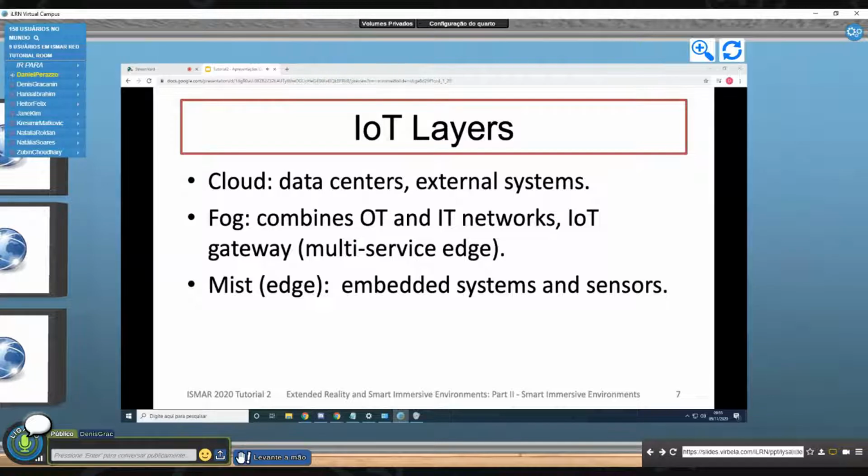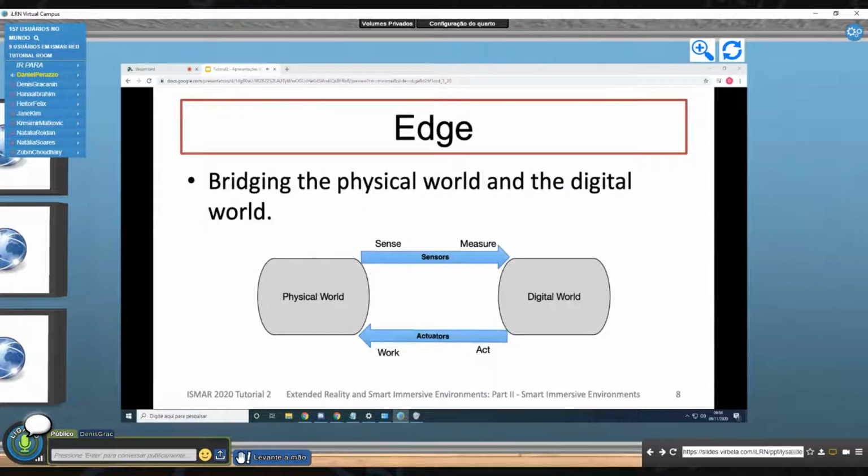where we actually are looking at Internet of Things gateways, in other words, edge devices, and that we are looking at how we can collect the data from the underlying IoT system or network, if you wish, and process it or perhaps transfer it to cloud. And then finally, we're looking at the mist layer, that we are dealing directly with embedded systems and sensors locally.